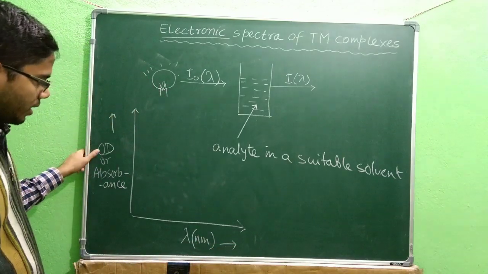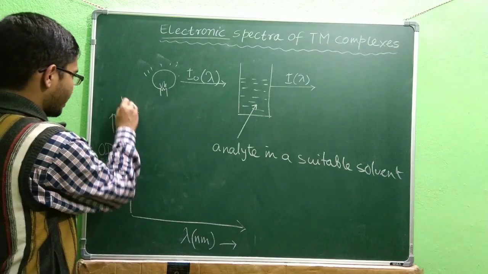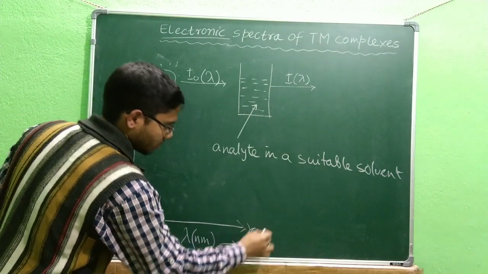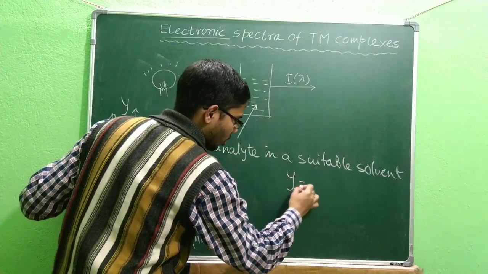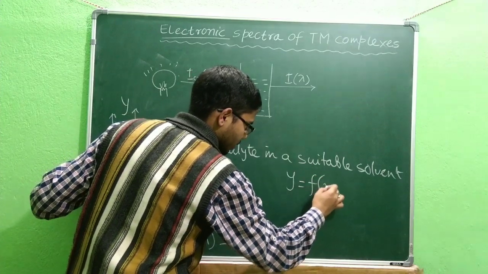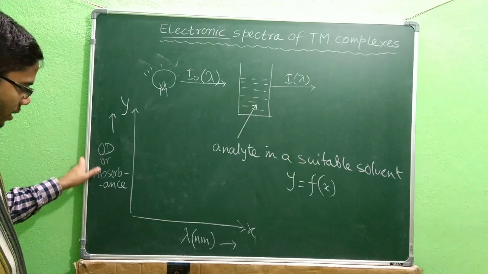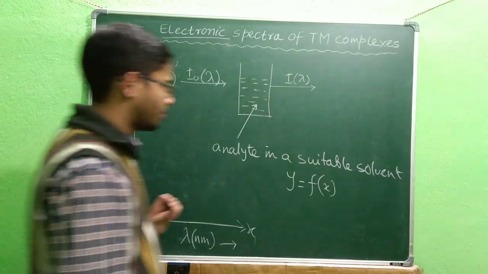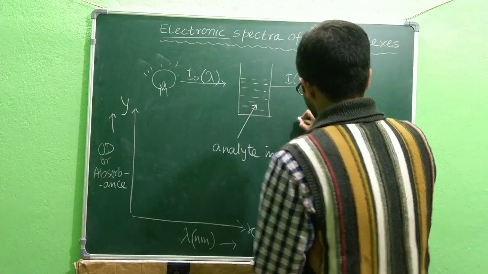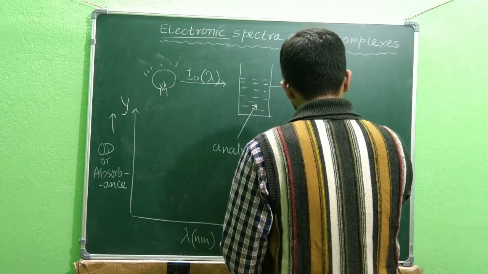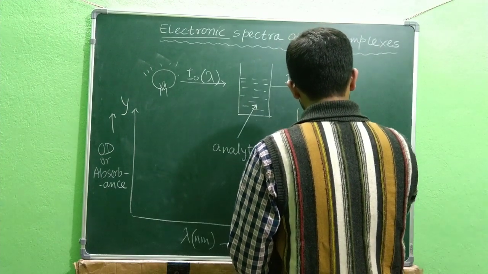Okay, so OD is a function of lambda. So y here is x. So y is a function of x, you plot basically y as a function of x. So what is y? Y is your OD or absorbance, and absorbance is defined as the logarithm of I0 by I.